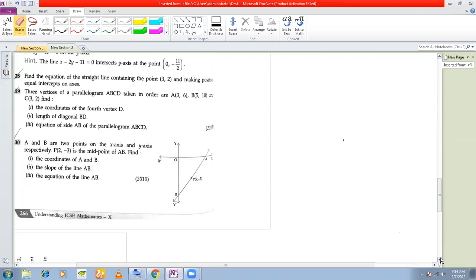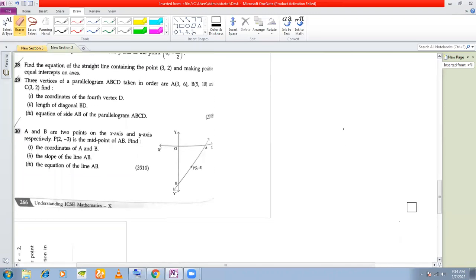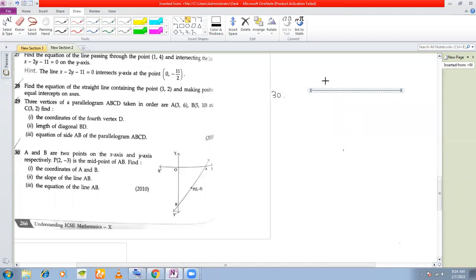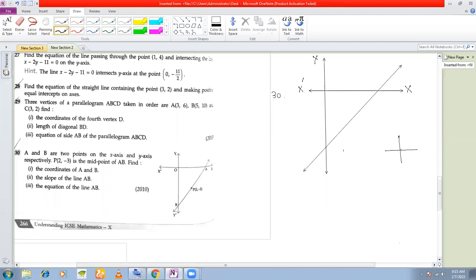Okay, the next question is question number 30. In question number 30, you see a diagram is given. The diagram is somewhat like this. Now this is your x-axis. If you see this, these are your axes of coordinates.